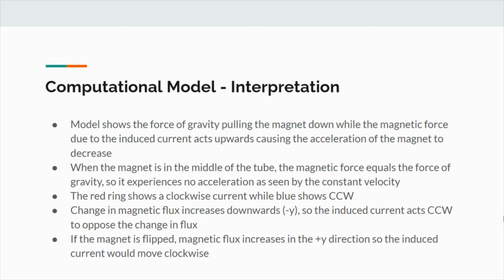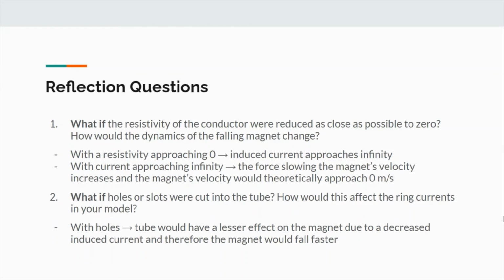And finally, the change in magnetic flux increases downwards in the negative y, so the induced current acts counterclockwise to oppose this change in flux. And if the magnet was flipped, the magnetic flux would increase in the positive y, so the induced current would therefore move clockwise. Finally, reflection questions.